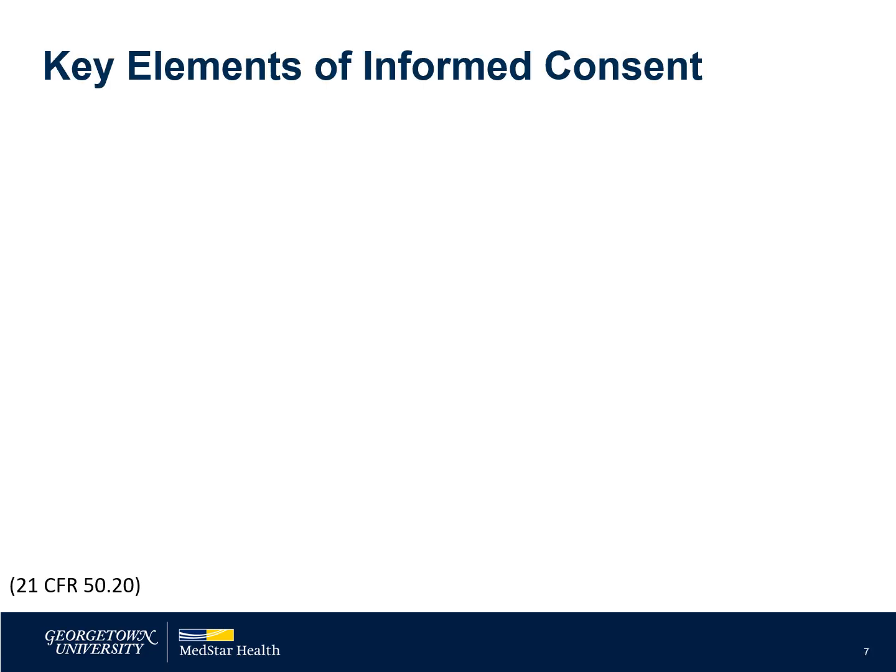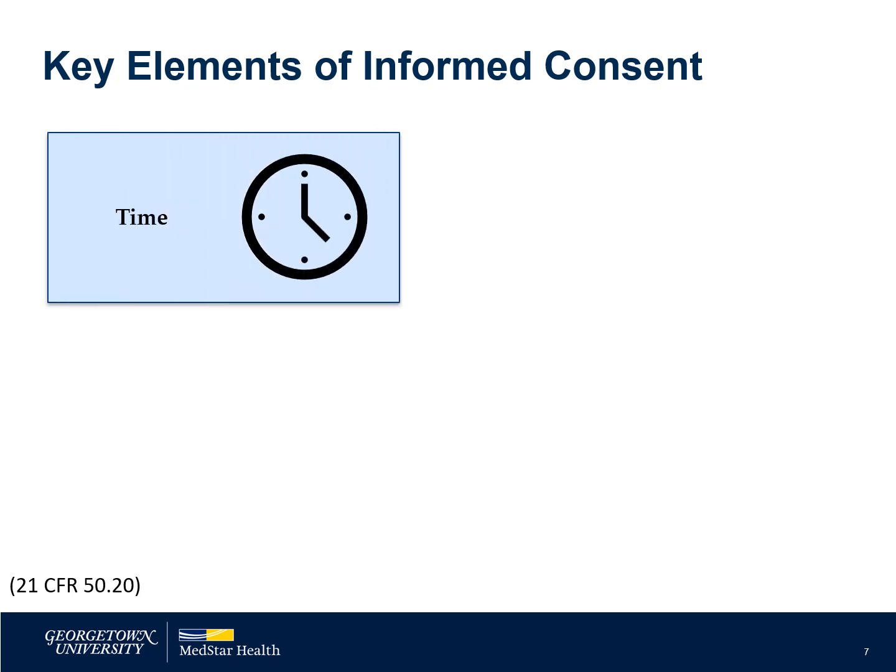Within the informed consent process, there are several key elements that should be considered to ensure appropriate effectiveness. Time. To be effective, you must allow sufficient time for subjects to consider the information shared, ask questions, and receive answers to those questions. Don't rush the process.